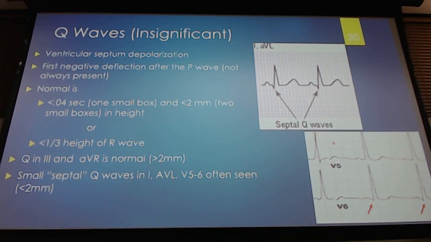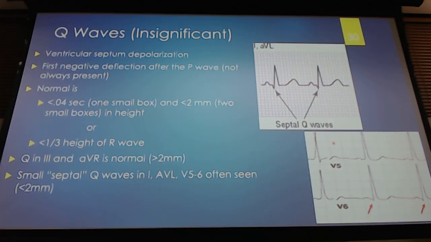This is where calipers really come into play, because you can measure that Q wave with them. You put the calipers on the paper, opened up, leave the top one there, and then you flip them up. If your Q wave ends above that R wave, that's a problem. It's too deep.